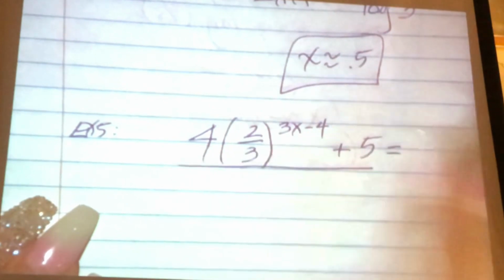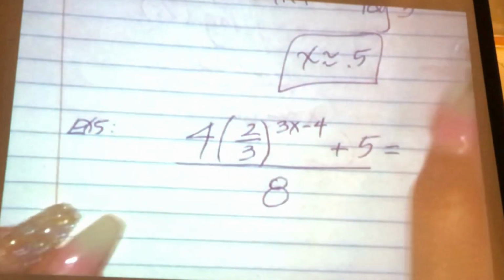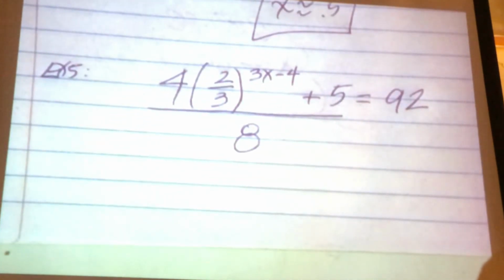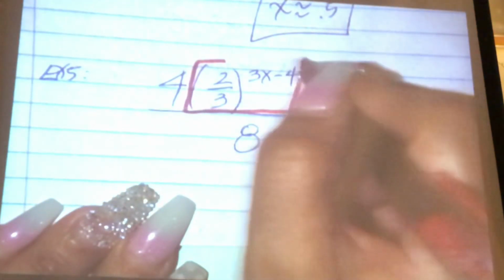The next problem: 2/3 to the 3x minus 4, plus 5, all over 8, equals 92. I'm really excited that you're not scared of this because you recognize you just need to isolate this.